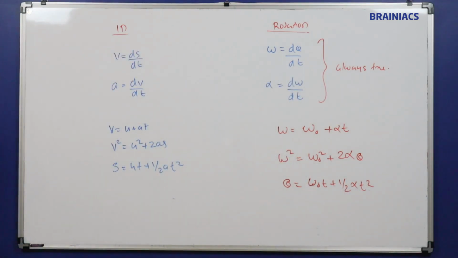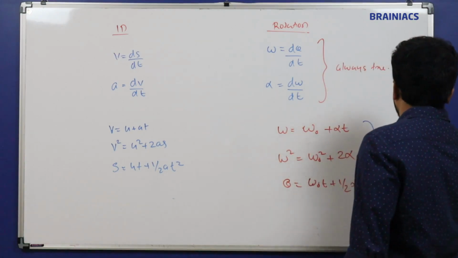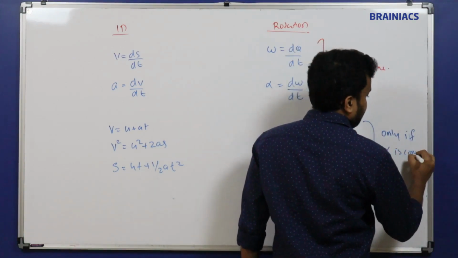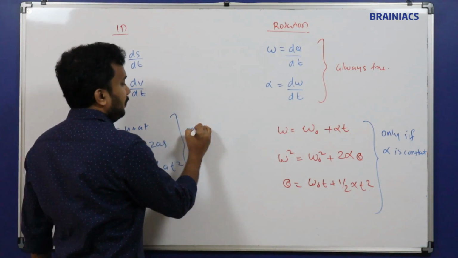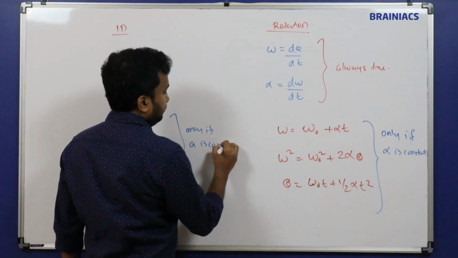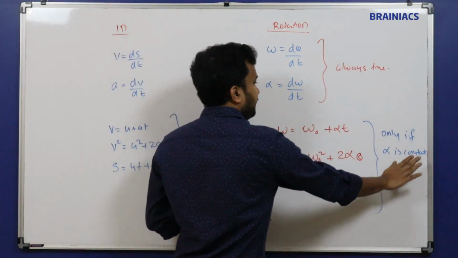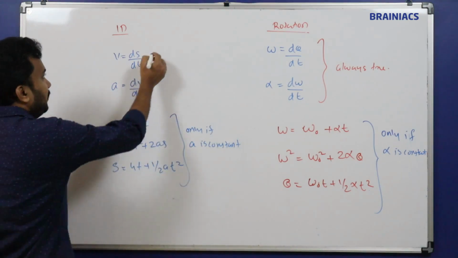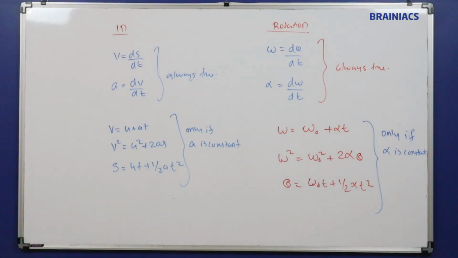So where is this set of equations applicable? It is applicable only if alpha is constant. In one-dimensional motion you are learning, if acceleration is constant, you can use these equations. And on the other side, if alpha is constant, you can use these equations. But the first set of equations is always true. This is the analogy between one-dimensional motion equations and rotational motion equations. Hope this is clear.